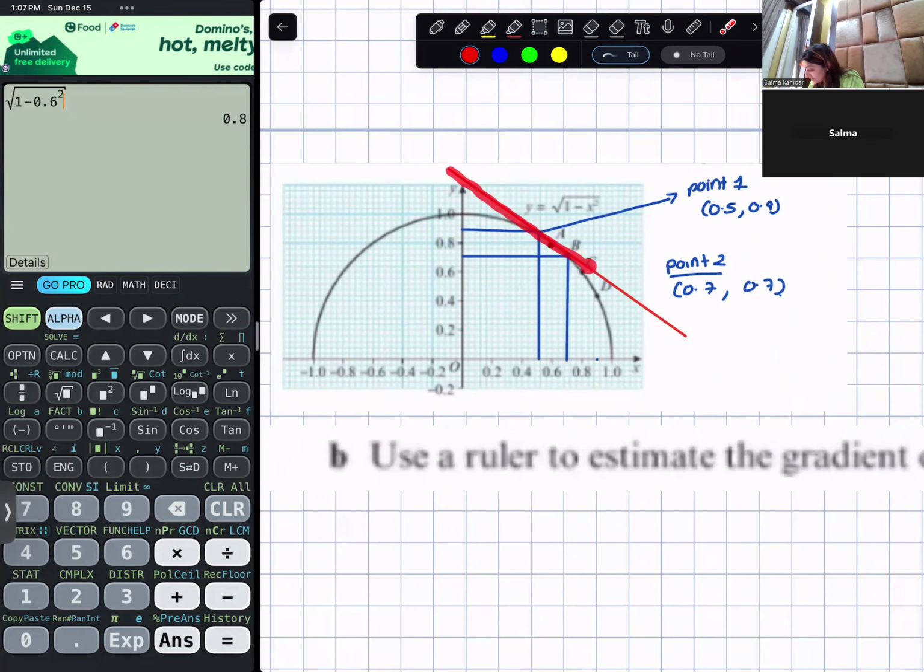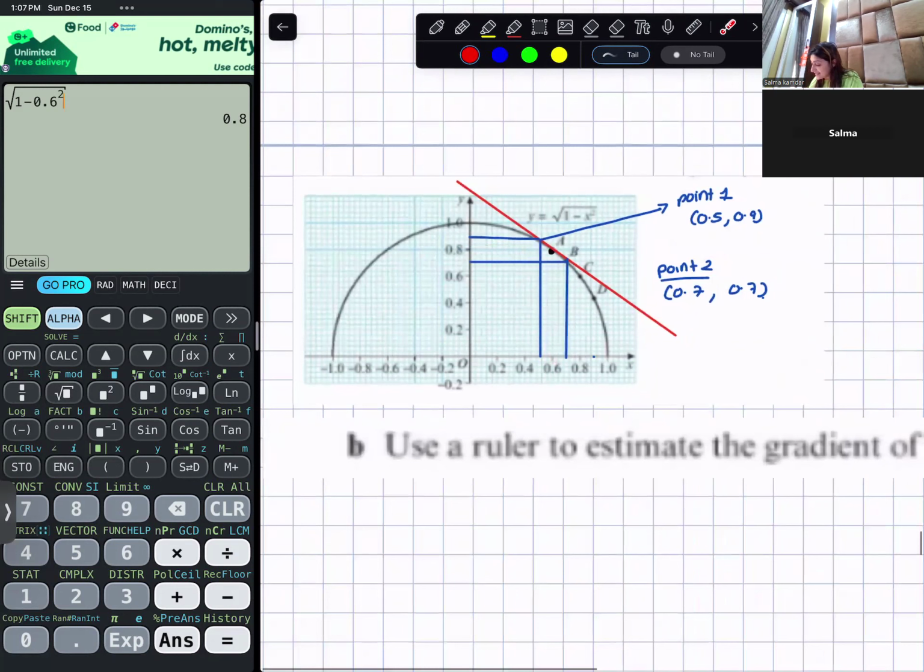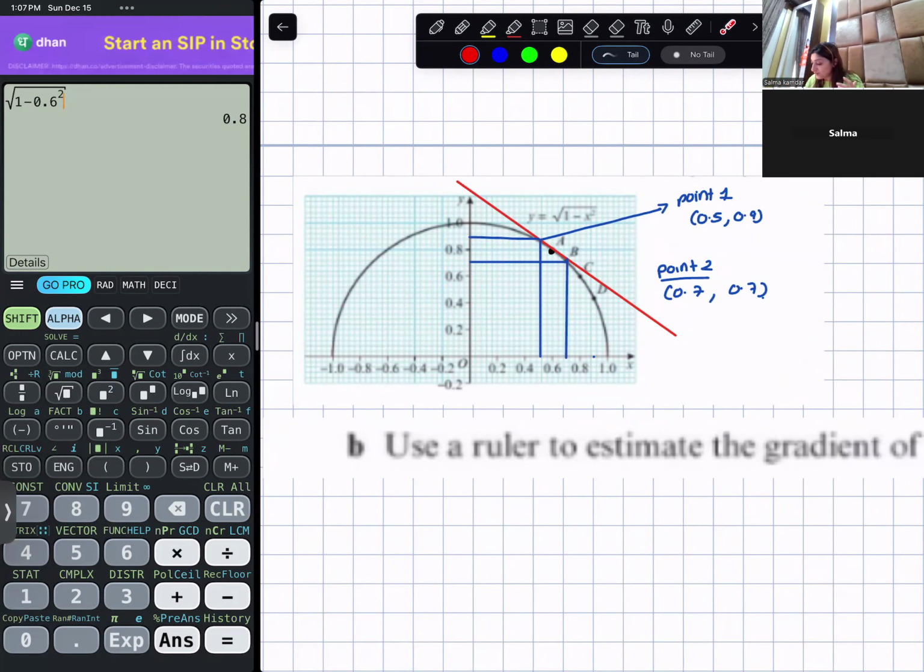So I have drawn a tangent line over here so that it touches the point A. My point A is at 0.6 and 0.8. That is what we have derived. After I draw the tangent line, I need to estimate the slope of the line. That means I need 2 points on the line where I can use the formula of the slope. The formula of the slope is m is equal to y2 minus y1 over x2 minus x1.